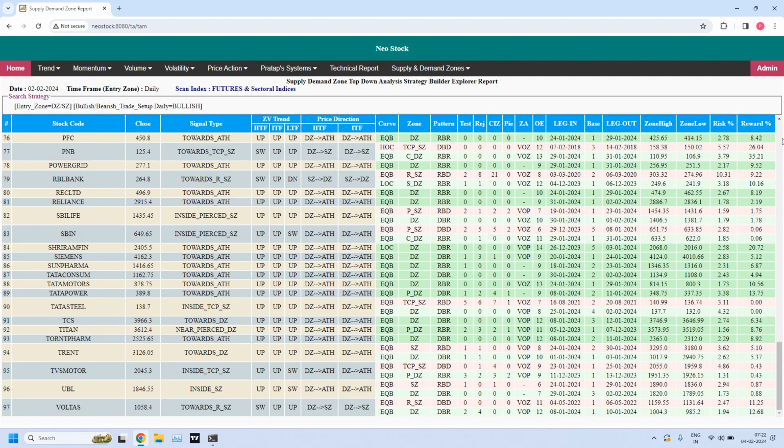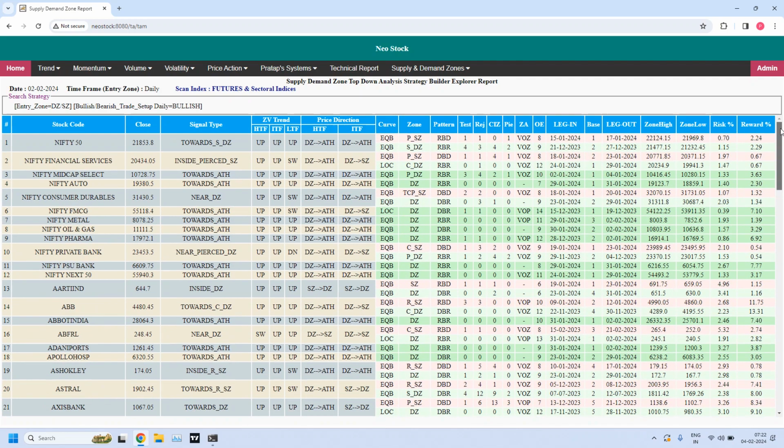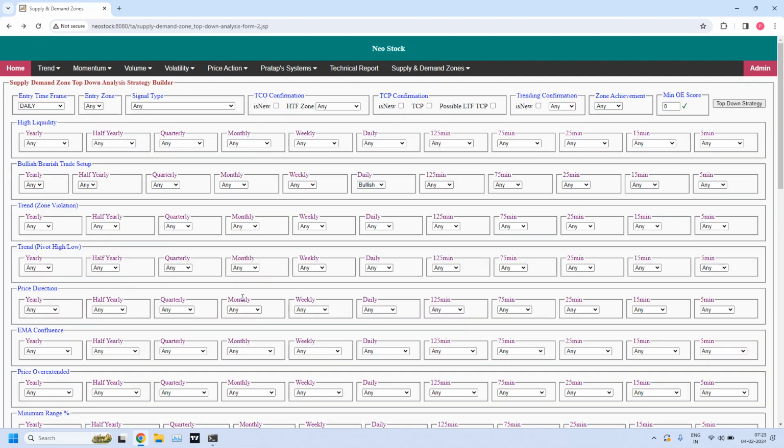Because it is very difficult to analyze all these stocks, let us filter these stocks by adding some more conditions that will be favorable to us. The first condition is, let us find only fresh zones, not the tested zones. But the only problem is if you eliminate tested zones, some of the high liquidity zones will be filtered from this list. But I know most of you want fresh zones.